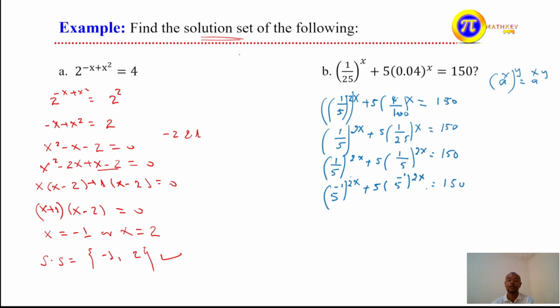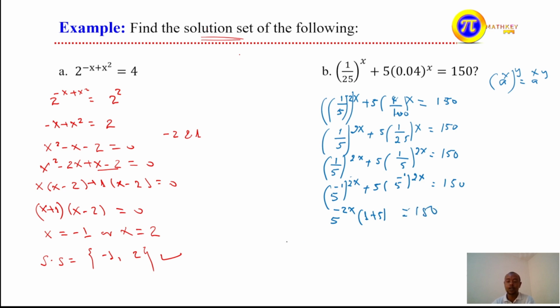Now they have the same values here, we have a function. That means (5 to the power of negative 1) the whole 2x, here we have the same. This is equal to 5 to the power of negative 2x into, what remains here is 1 plus 5, yes? is equal to 150.